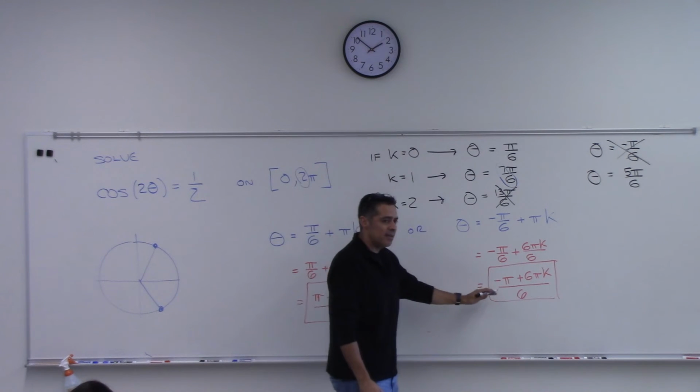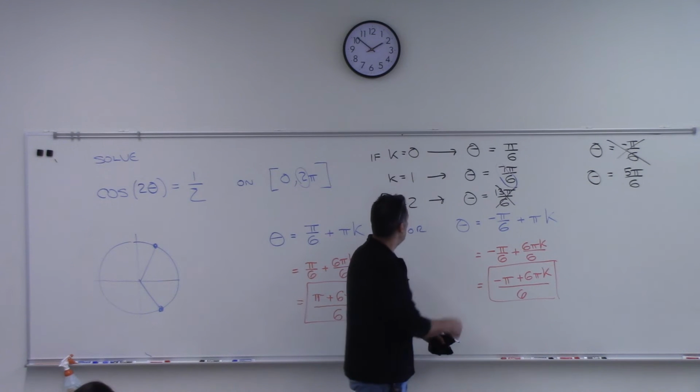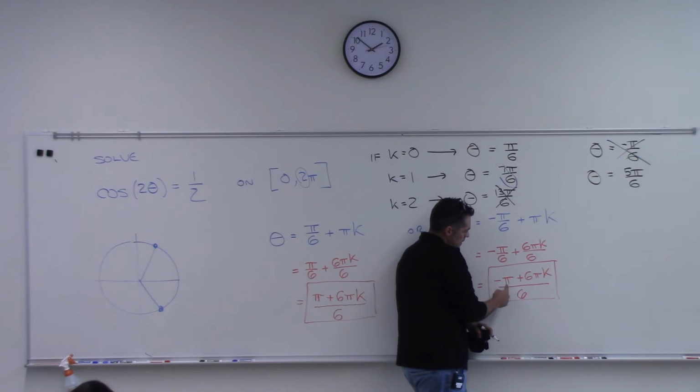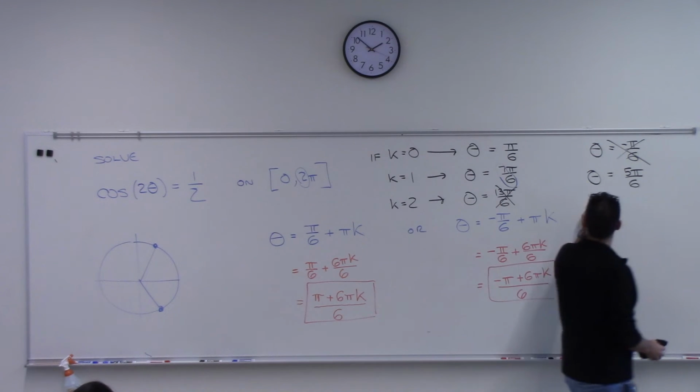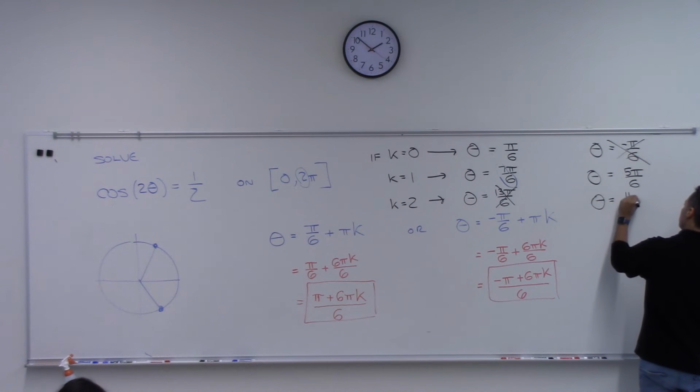But we do need to check k is 2 here. So what about k being 2 here? That's 12 pi, right? And then you're taking away a pi. That's 11 pi over 6. Is that in there? Yes.